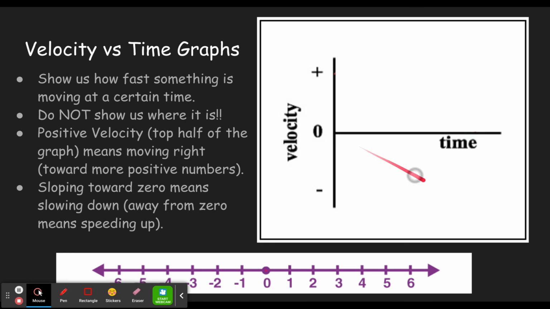Sloping away from 0 means speeding up. You're starting out stationary and you're going faster and faster.